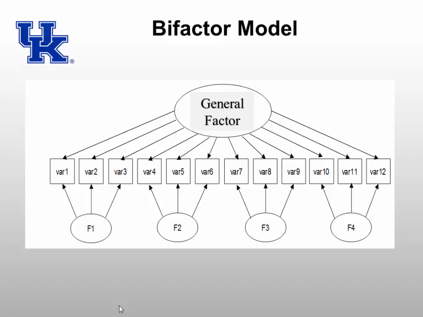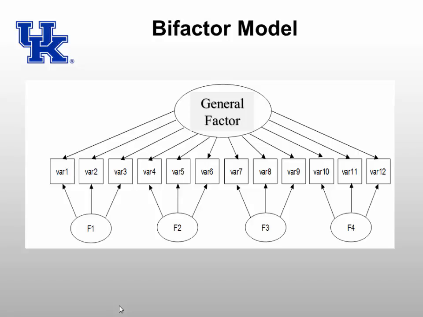Simultaneously, we have 4 specific factors, also first-order factors, where they have their respective items set to load on them. So each item, you have the general factor. So let's take item 1. For item 1, the general factor and the specific factor 1 are competing against each other to try and account for variance in that first item.